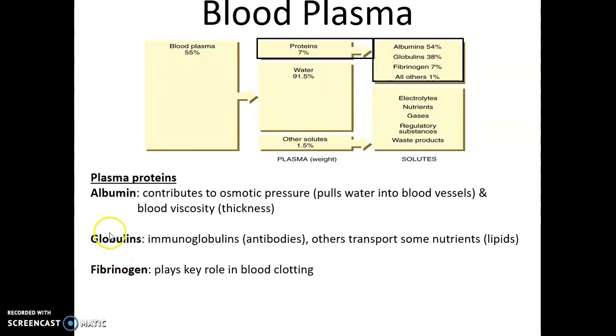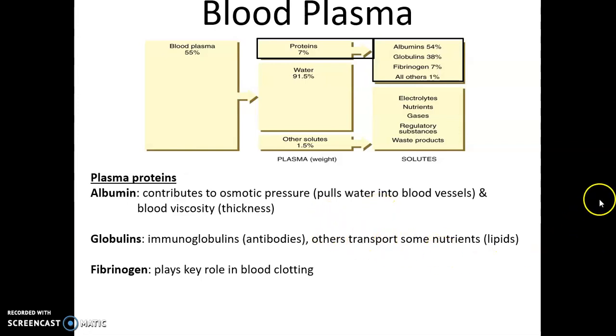Second category of plasma proteins is the globulins. The globulins have two different main functions. There are globulins involved in the immune response. We know them as antibodies. They could also be called immunoglobulins, and they help to target and destroy pathogens.